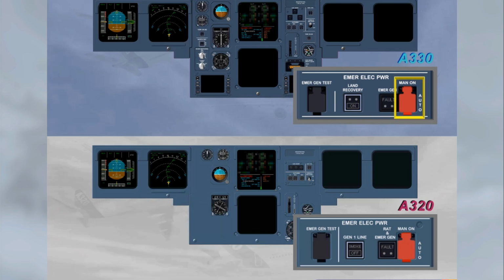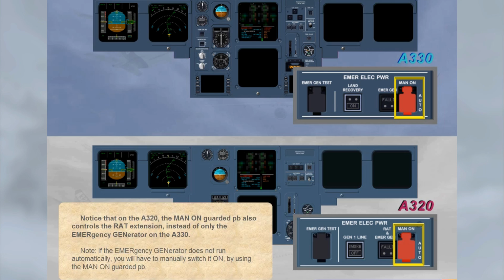Notice that on the A320, the Man-On guarded push button also controls the RAT extension, instead of only the emergency generator on the A330. Note, if the emergency generator does not run automatically, you will have to manually switch it on by using the Man-On guarded push button.